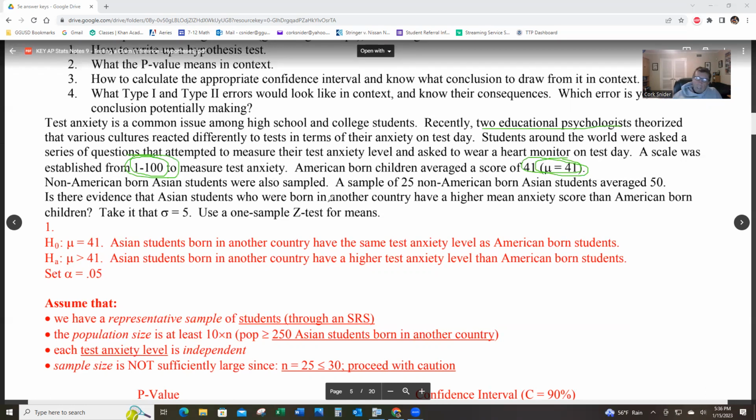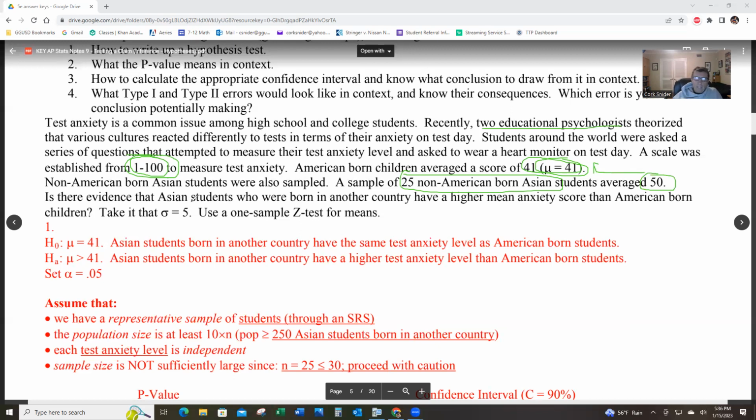They had an interesting group, non-American-born Asian students. So, kids of Asian descent who were not born in America. They may carry more test anxiety than other Americans. It's possible, and that's kind of a theory that a lot of people have. There's a lot of pressure in some cultures' families. So let's just check it out. A sample of 25 of these kids, who were not born in America but are in school in America, had an average of 50. So that's a lot higher. That's 9 points higher on average. That seems like a lot.